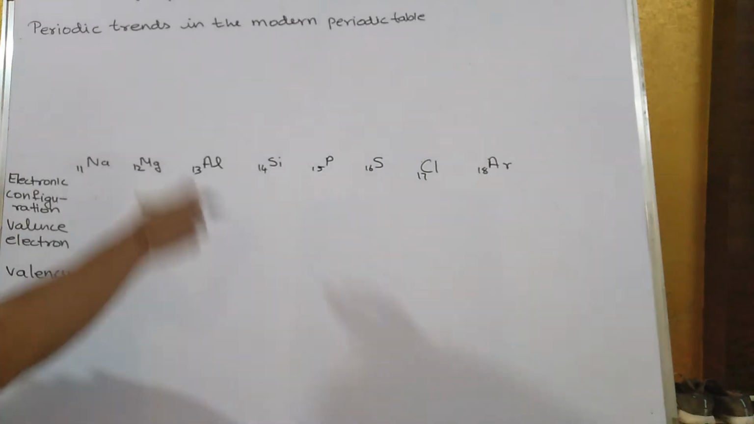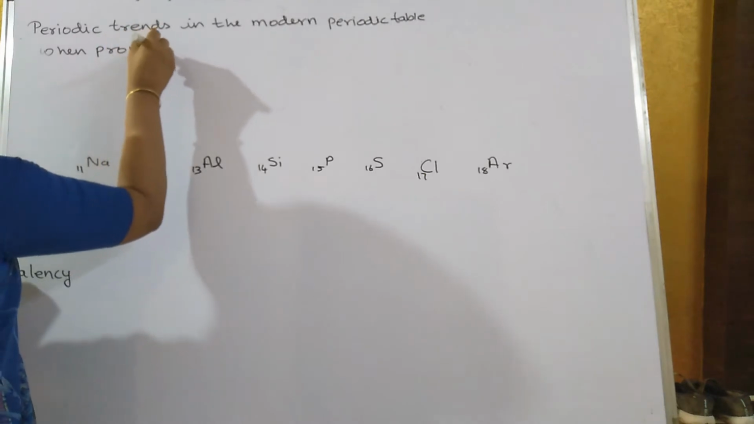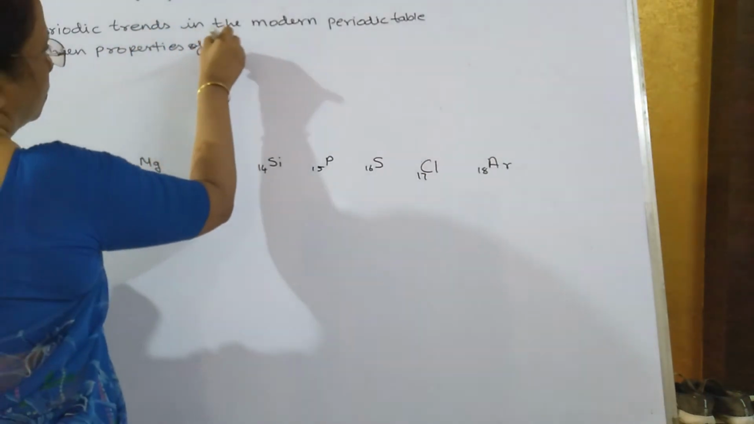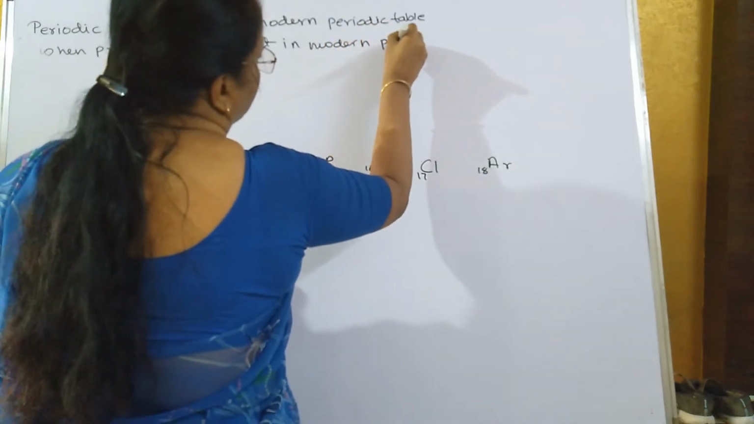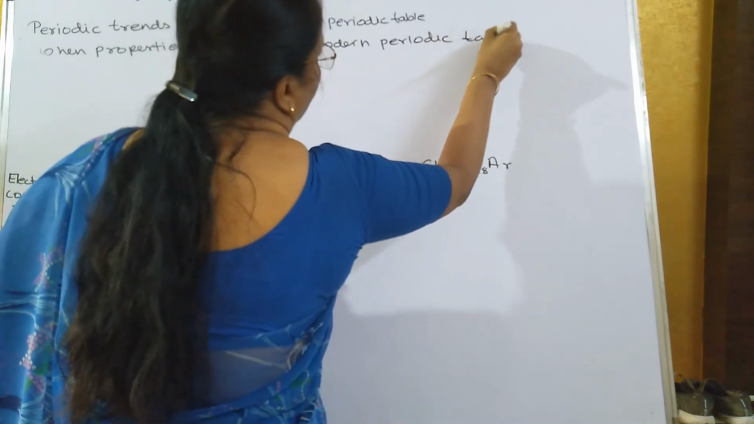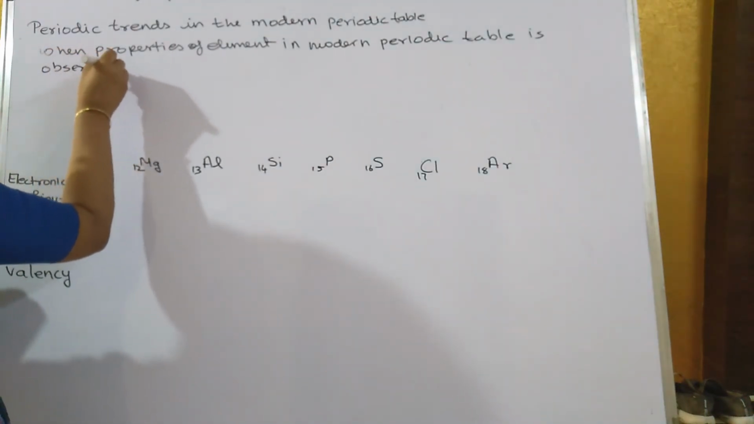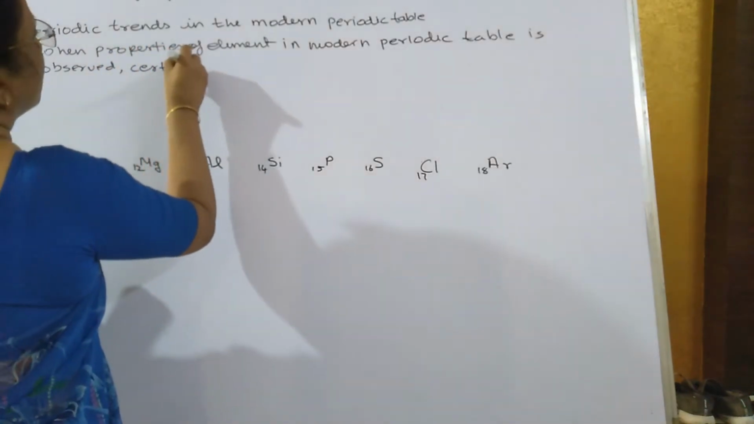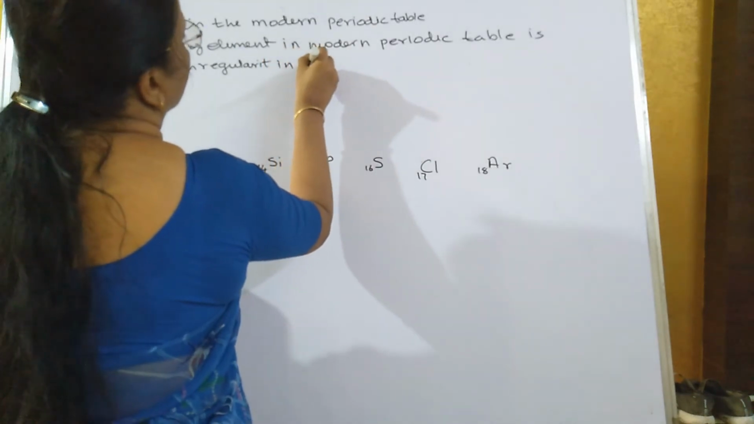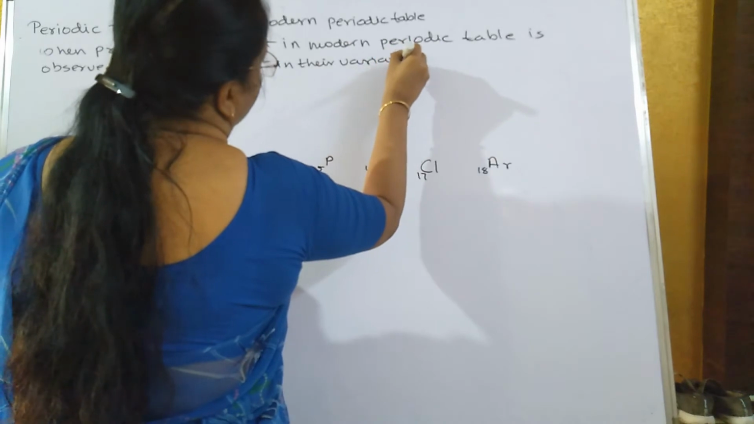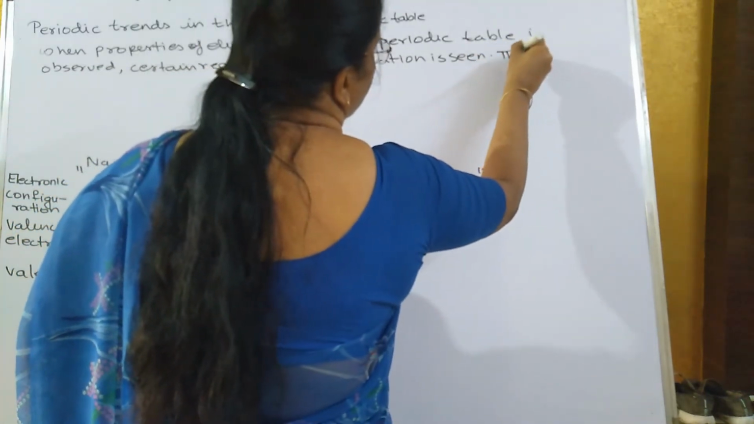Now, what are periodic trends in the modern periodic table? When the properties of the elements in the modern periodic table are observed, a certain regularity is seen in their variation. This is known as periodic trends.